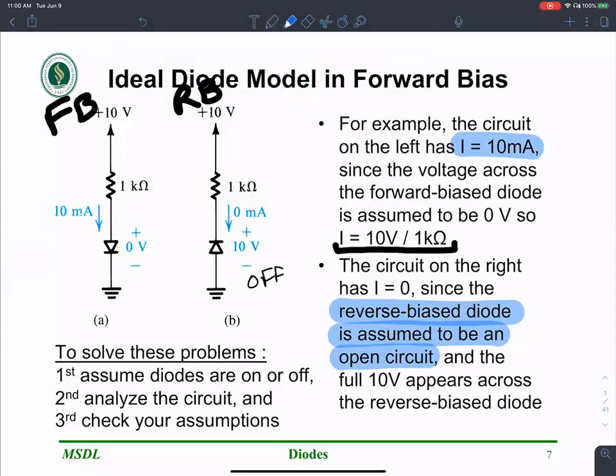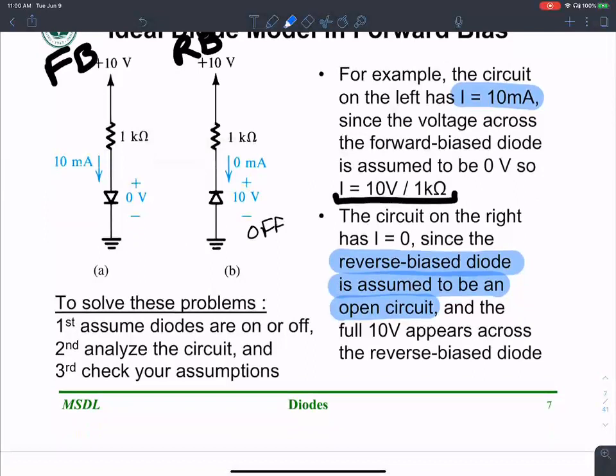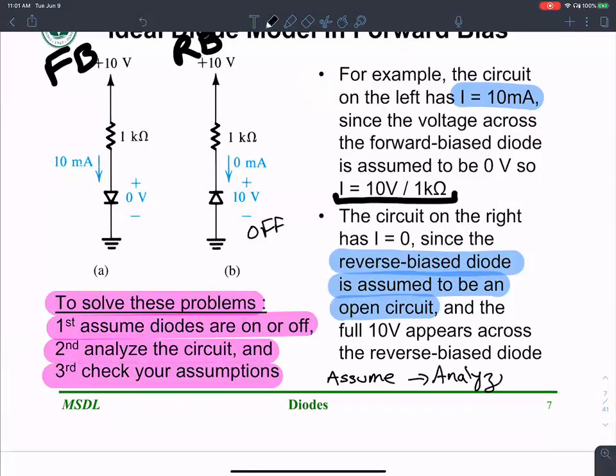So this is the general approach that we follow when we are solving problems. To solve problems, first we assume diodes are either on or off, and I'm going to show that using an example. Then we follow our analysis, and eventually check our assumptions. Do our results validate or invalidate my assumption? So: assume, analyze, and then check.